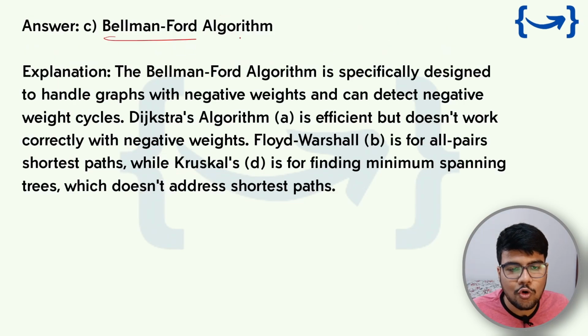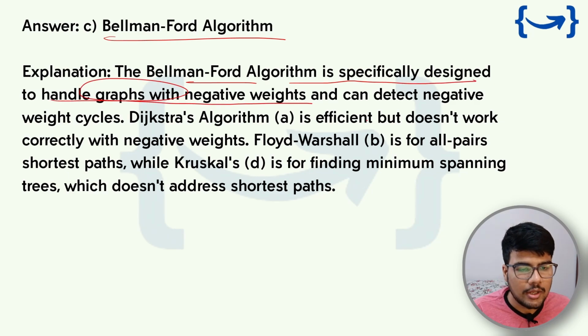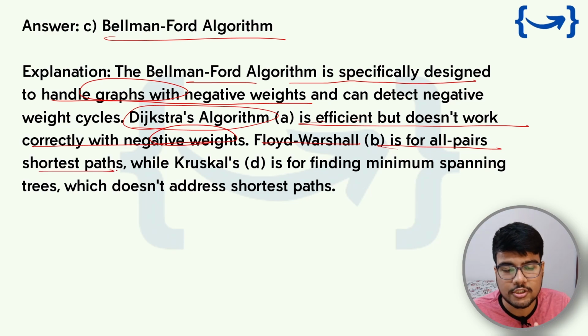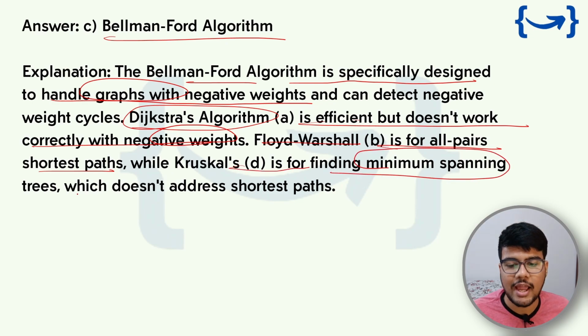Yes, the Bellman-Ford algorithm. The Bellman-Ford algorithm is especially designed to handle graphs with negative weights. Dijkstra is efficient but doesn't work correctly with negative weights. Floyd-Warshall, as I told you in the beginning, is an all-pairs shortest path algorithm. It is not the single shortest path. Floyd-Warshall is all pairs of shortest path, while Kruskal's is for finding minimum spanning trees.